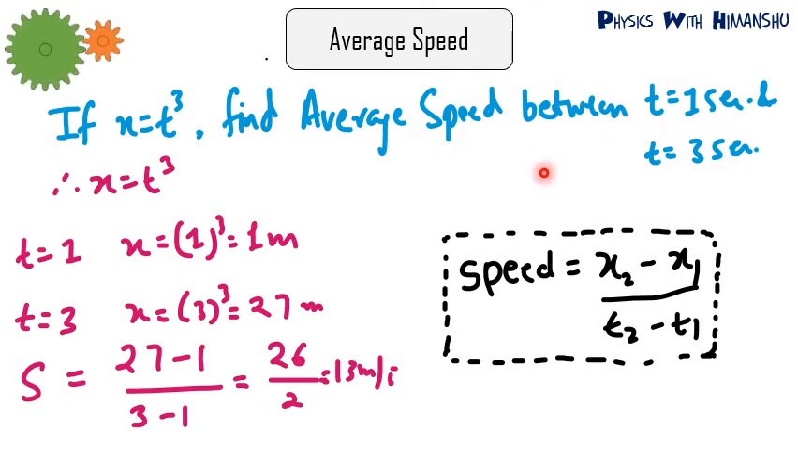In questions like this, you have to check that at time equal to 1, the position of the particle will be 1, because x will be equal to 1 cube, that is 1. And at time equal to 3, the position of the particle will be 3 cube, that is 27. So the particle moves from x equal to 1 to x equal to 27. So total distance moved will be 27 minus 1, 26, and time taken will be 3 minus 1, 2 seconds. So the answer will be 13 meter per second. So when the position is continuously increasing, you can use this formula: speed equal to x2 minus x1 divided by t2 minus t1.